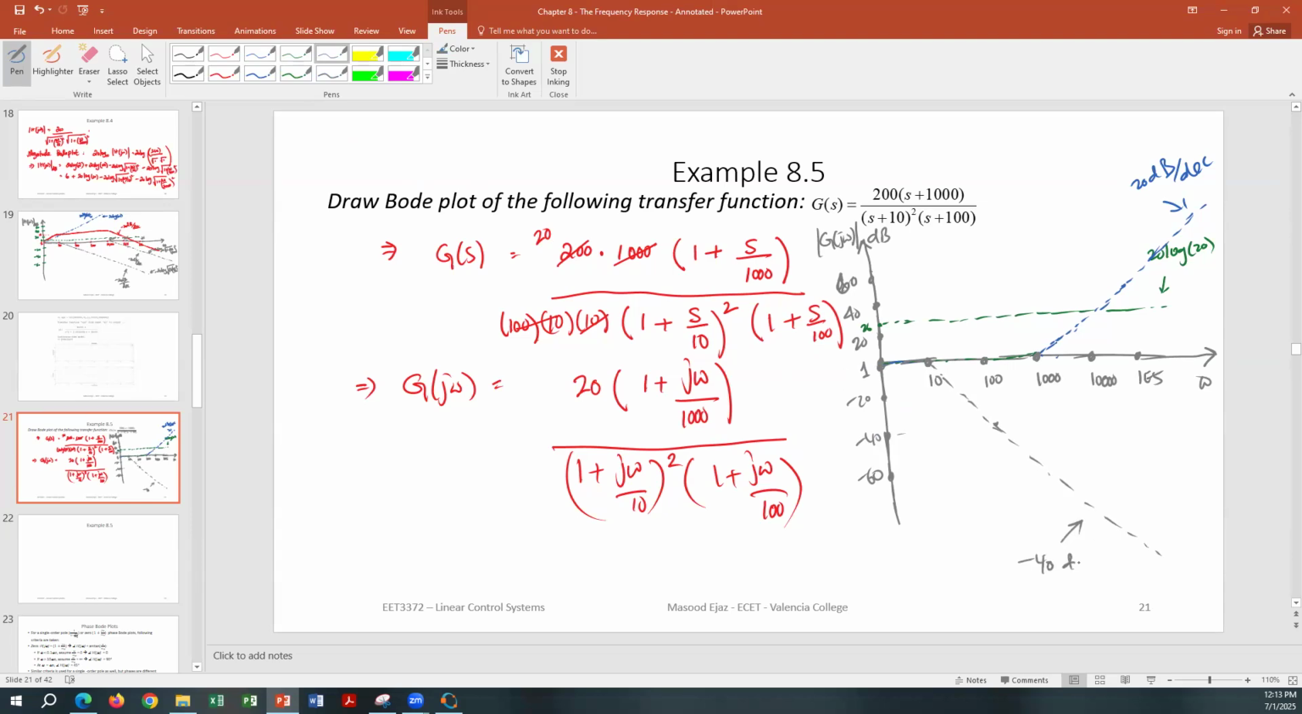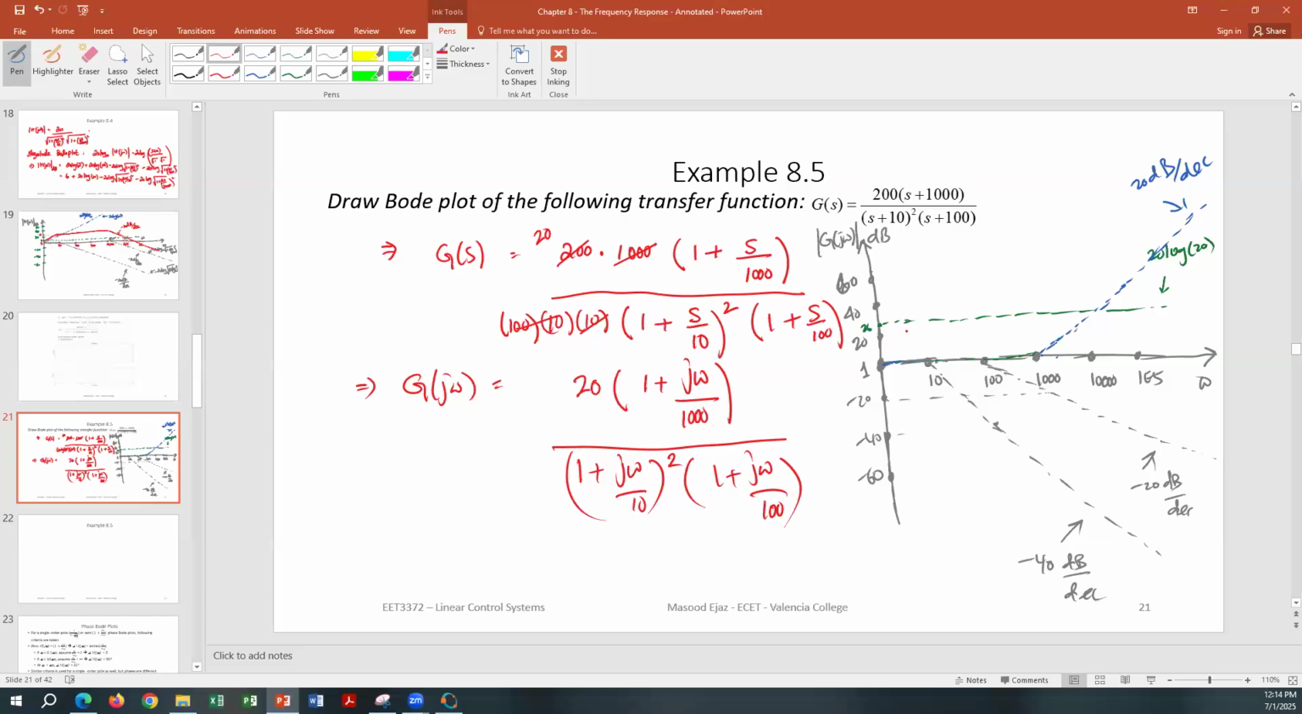Negative 40 dB per decade. And then this is going to drop by negative 20 decibel per decade after 100. So less slope. Negative 20 dB per decade. So these are the 4 lines corresponding to the 4 factors. And then we're going to go ahead and add all of them together.